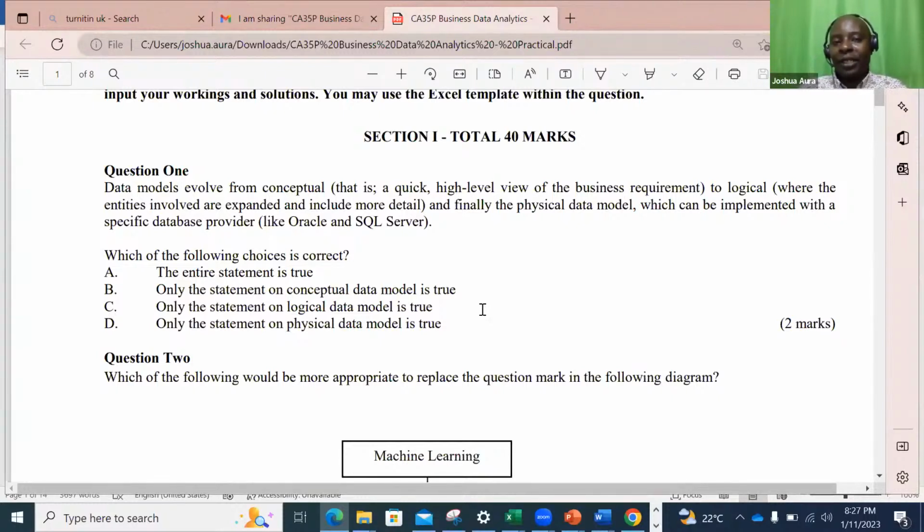And then you come up with a regression model. So these data models normally evolve from conceptual, which is a quick, high-level view of the business requirement, to logical, where you provide relationships, like what relationships do we have between, for example, female and so on, to logical, where the entities involved are expanded and include more detail. And finally, the physical data model, which can be implemented with a specific database provider like Oracle and MySQL Server.